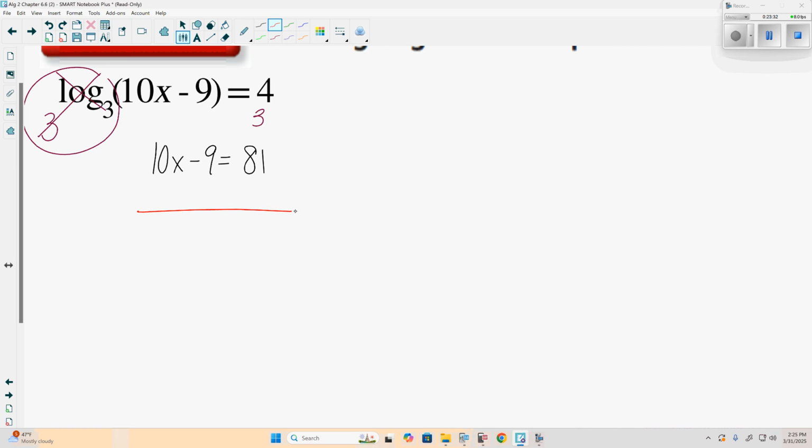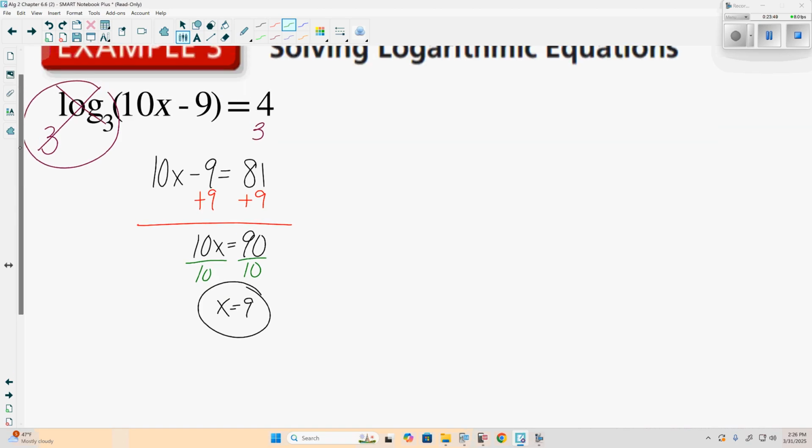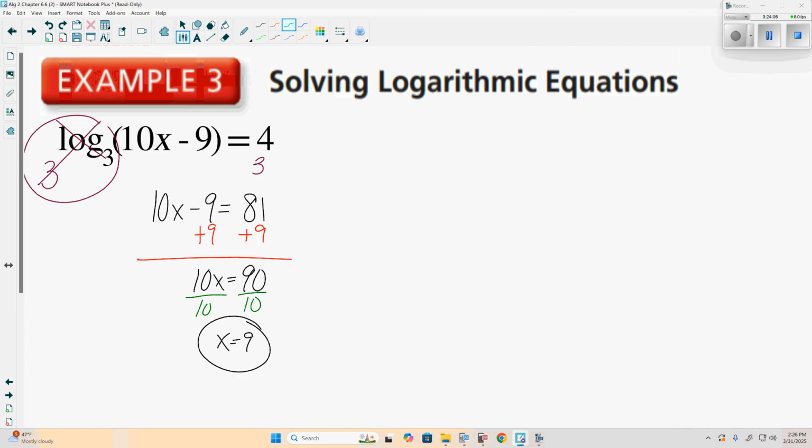Next thing we can do is add 9, telling us 10x is equal to 90. Last but not least, we can divide by 10, telling us x is equal to 9. We could also do these with natural logs. It's just we would put both sides to the base of e. Questions on any of this here?